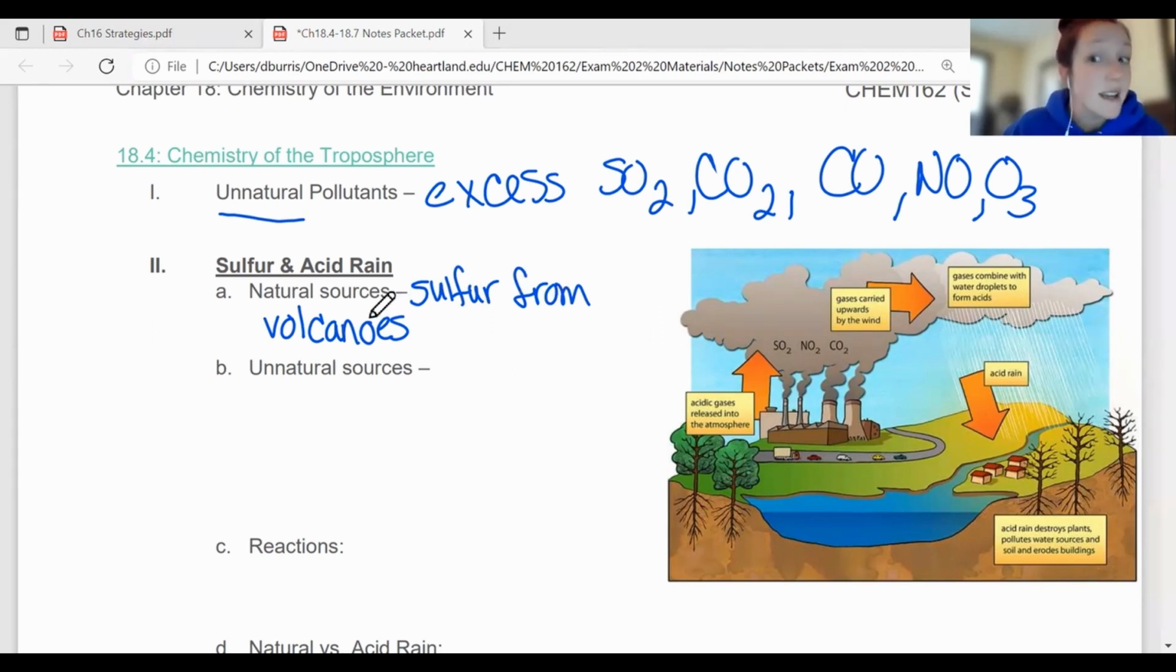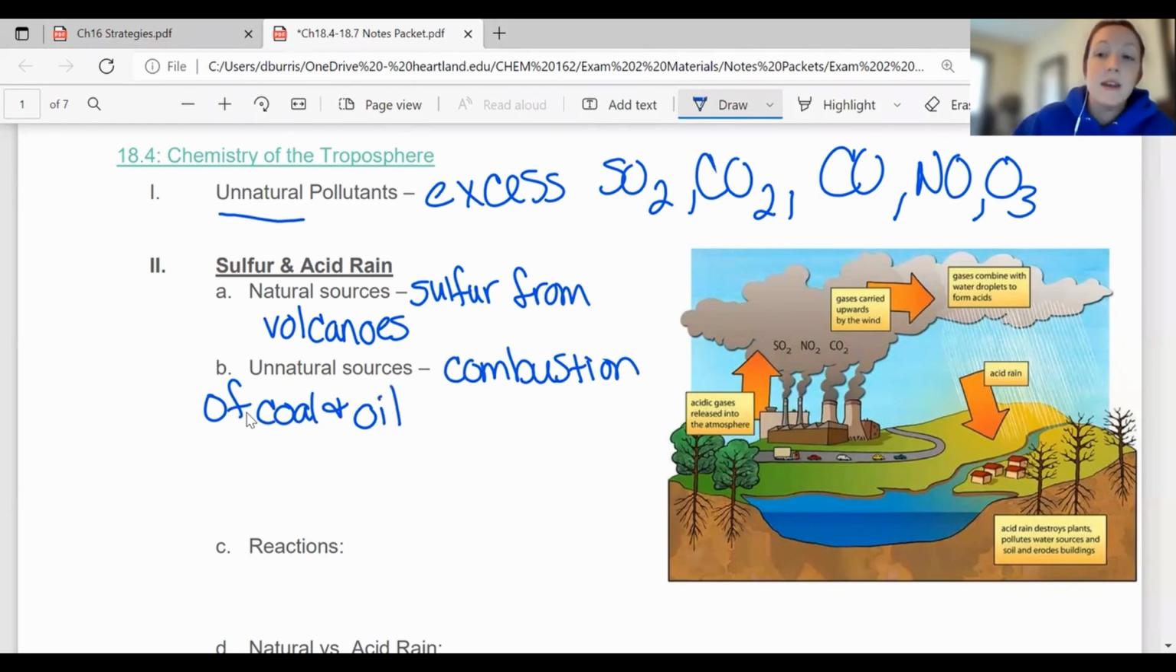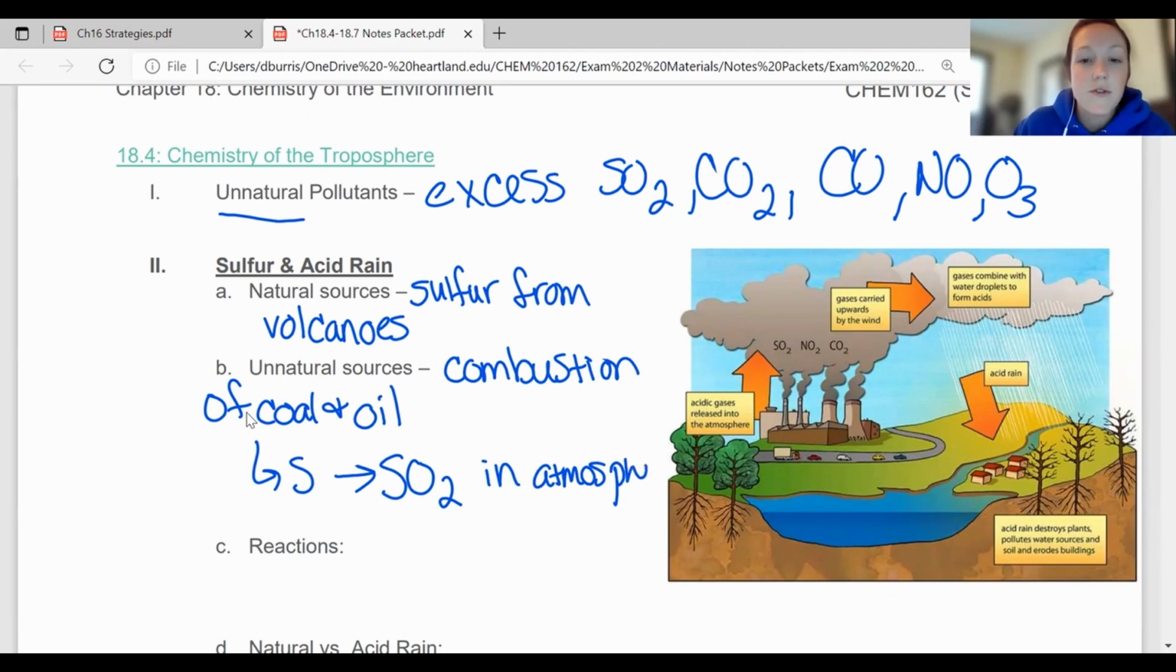So we shouldn't have a ton in the atmosphere, but we, of course, combust just about everything we can find, and that also releases sulfur. So unnatural sources are us doing combustion of coal and oil. Now, not all coal and oil has a bunch of sulfur in it. If it's from different parts of the world, it might have more or less sulfur in it. And we've tried to find some ways to remove that sulfur because when you burn it, the sulfur turns into sulfur dioxide in the atmosphere. So sulfur dioxide is really what causes the problems when you actually burn the sulfur.